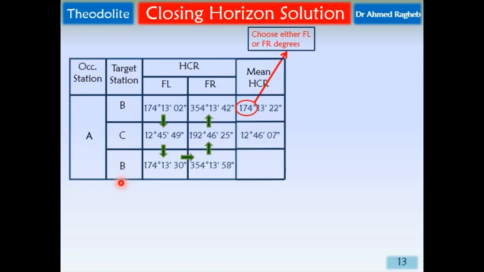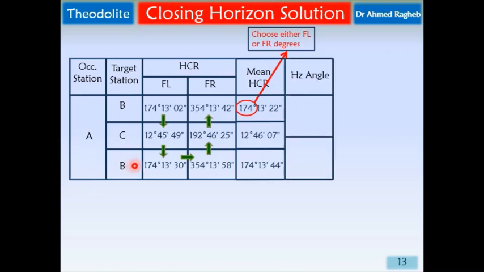For point B, after you rotated 360 degrees, after you closed the horizon, it will be, of course, 174 degrees. Minutes is the same, so 13 minutes, and the mid value of 30 and 58: easily, 30 plus 58 equals 88, divided by 2 equals 44. This is the mean HCR at point B.